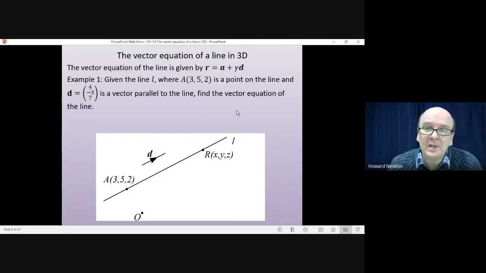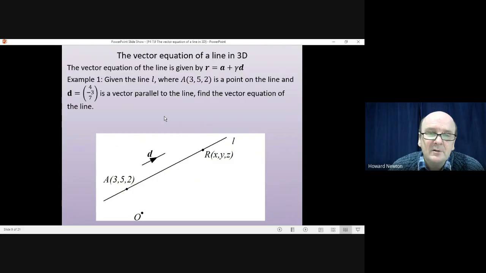Okay, example 1. Given the line L, where A (3, 5, 2) is a point on the line, and D equals (4, -3, 7) is a vector parallel to the line, find the vector equation of the line. No tricks or catches here. You've just got to substitute these into the equation of the line, making sure that you write everything as vectors. Okay, pause the video, have a go, come back to me when you're ready.